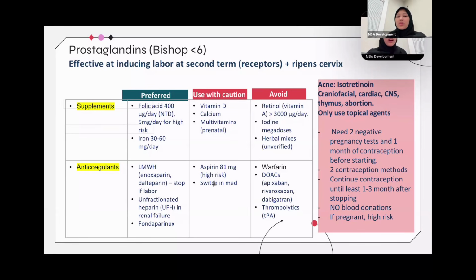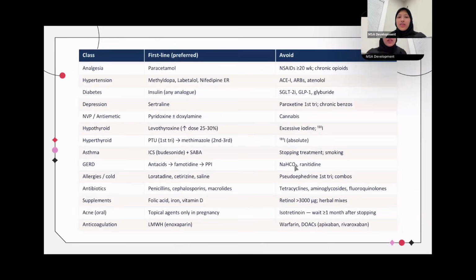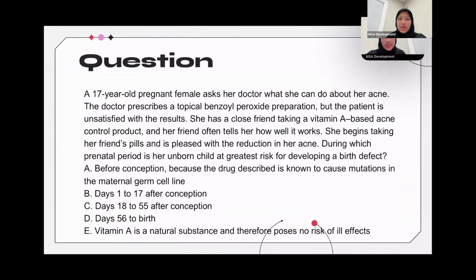Switch medication cautiously, but avoid completely warfarin and the direct oral anticoagulants that we mentioned. They cross the placenta, and so do other thrombolytics like TPA. So heparin is okay. Warfarin is not. Direct is not. Okay, this is everything that I mentioned. This is the summary slide, so you can use that to revise before your exam.